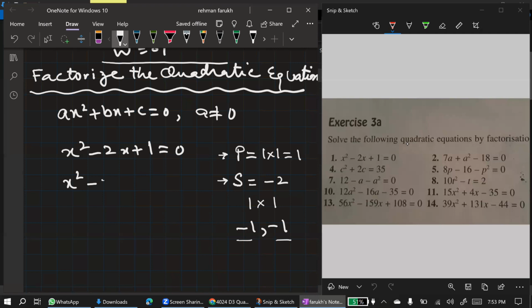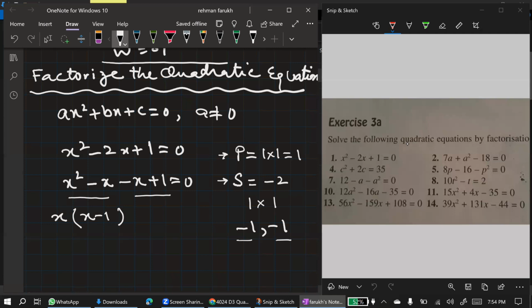There is no need to write 1, so minus x plus 1. We have broken the middle term, minus 1, minus 1. Now you can see that there are 4 terms. If there are 4 terms, we will make pairs. From the first pair, we will take common x and in the bracket there will be x minus 1.